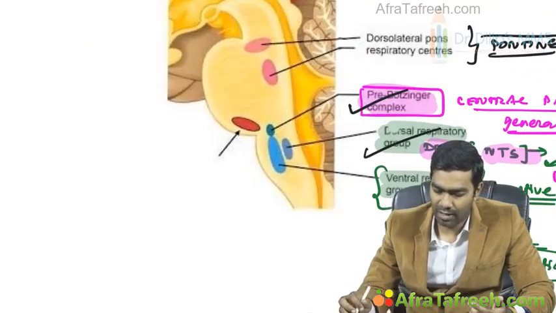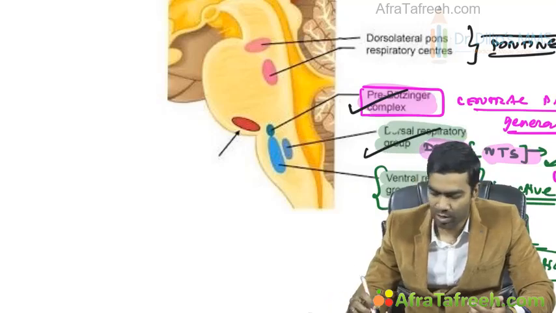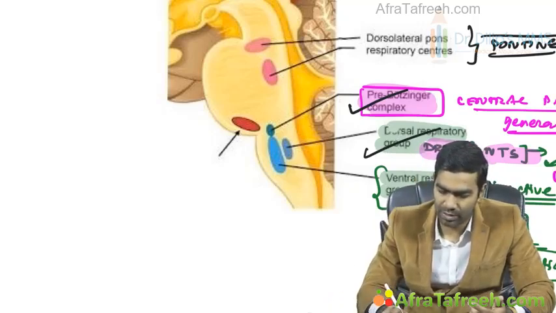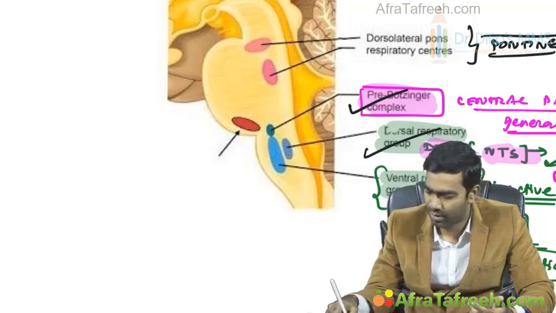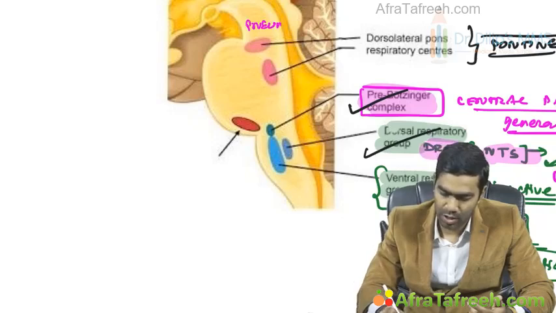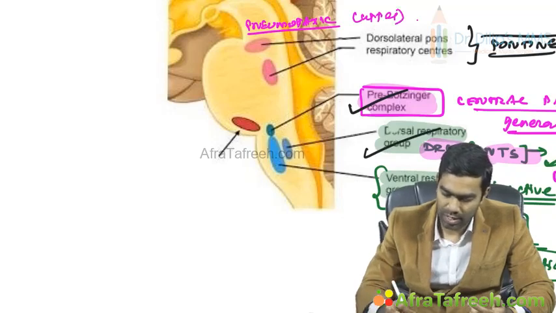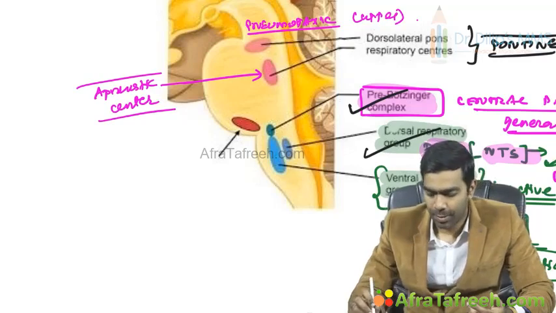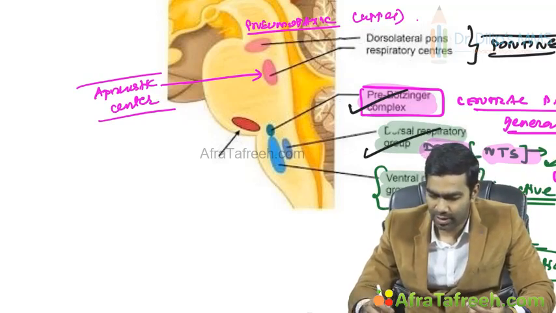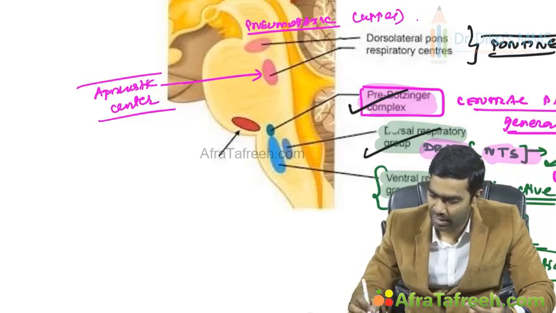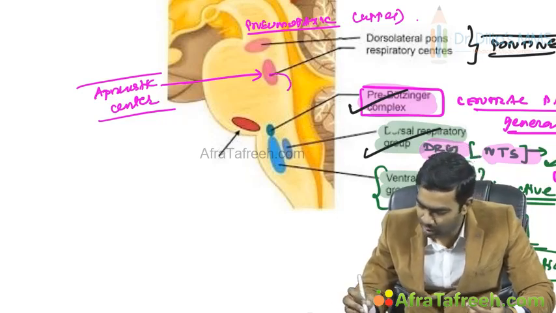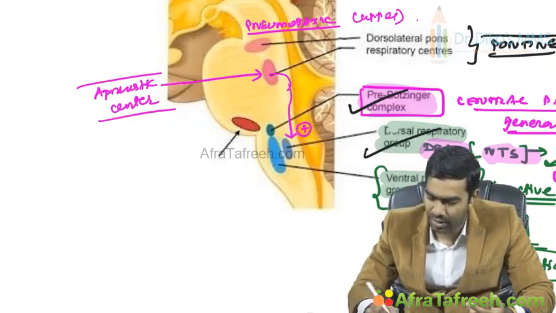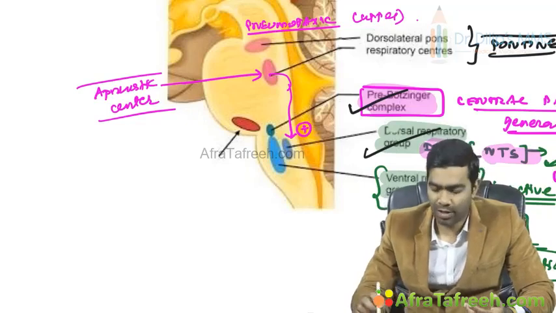And then you have two important centers in the pons. One we can call the apneustic center, and the second one the pneumotaxic center. The pneumotaxic center is located in the upper pons. Then you have the apneustic center, which is present in the lower pons. This apneustic center is going to stimulate the DRG activity. So where is the dorsal respiratory group? Yeah. Its general function is to stimulate the dorsal respiratory group activity.